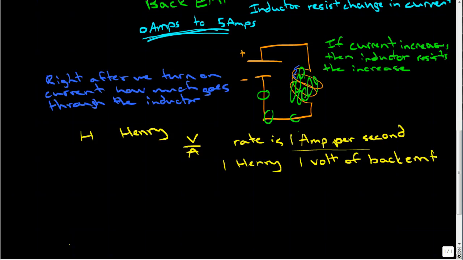And so if we had 2 Henrys, then what we're saying is we'll have 2 volts for every amp per second change in current. Sort of like with a capacitor. A capacitor is the amount of charge per volt. Here we have the amount of volts per change in current. And it's only when it's changing. And so this means that when we have our current applied at its maximum, there's going to be energy stored in the inductor.